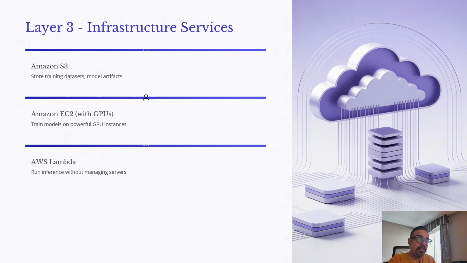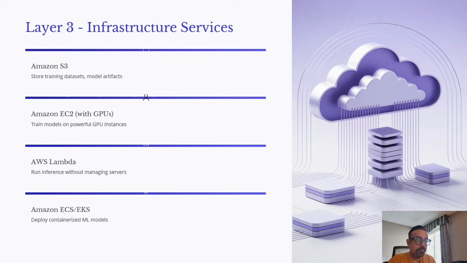AWS Lambda runs inference without managing servers. For models that don't require GPUs, Lambda provides serverless compute that automatically scales from 0 to thousands of concurrent invocations for you. You only pay for actual inference time, making it cost effective for unpredictable workloads.